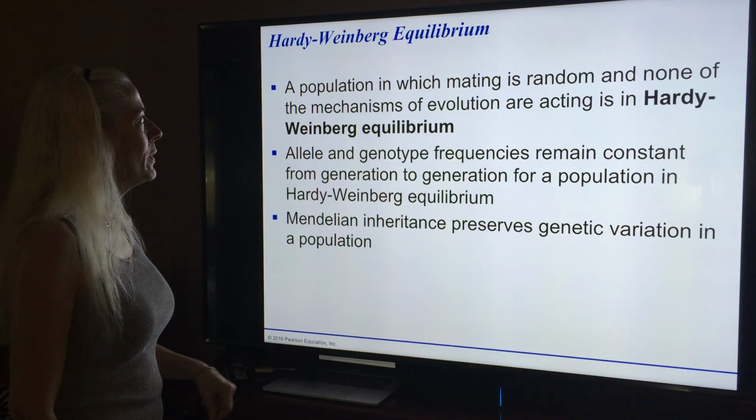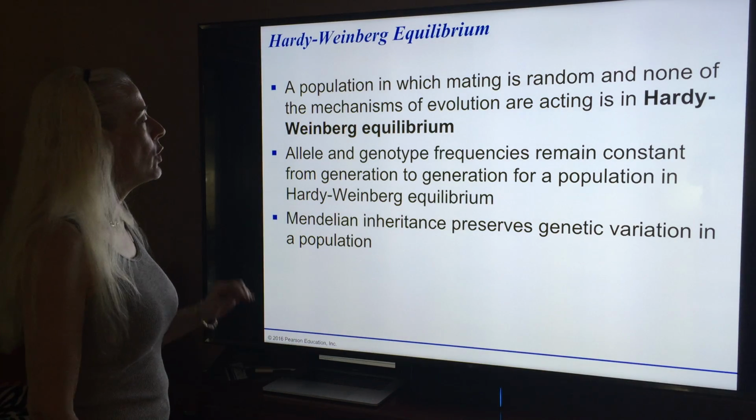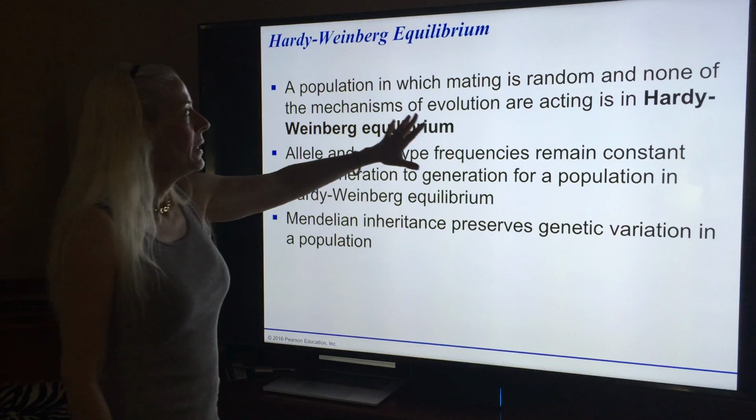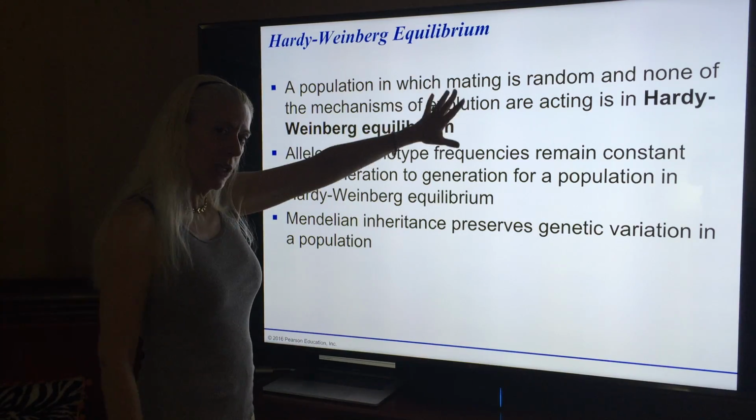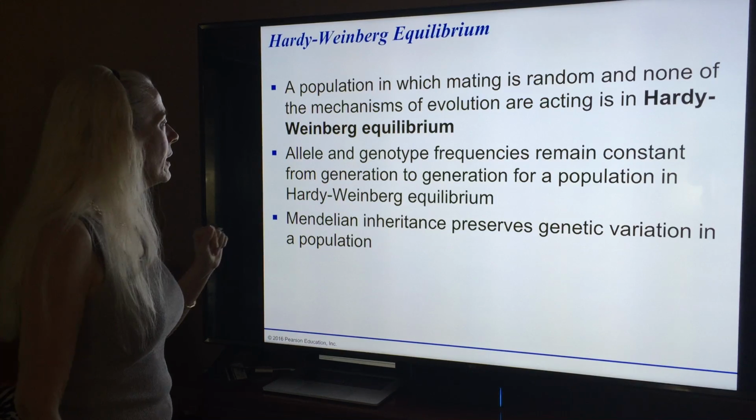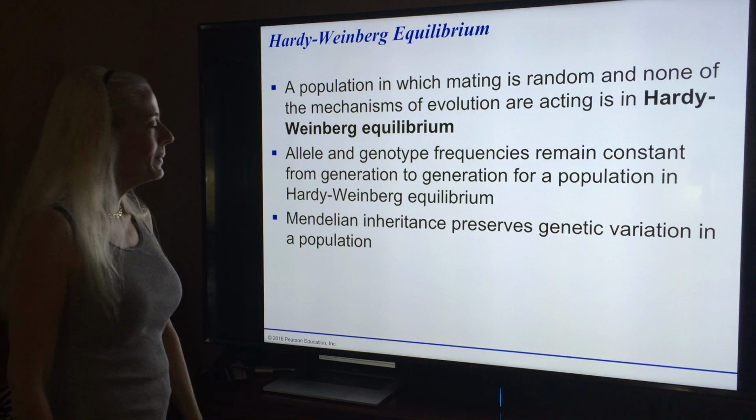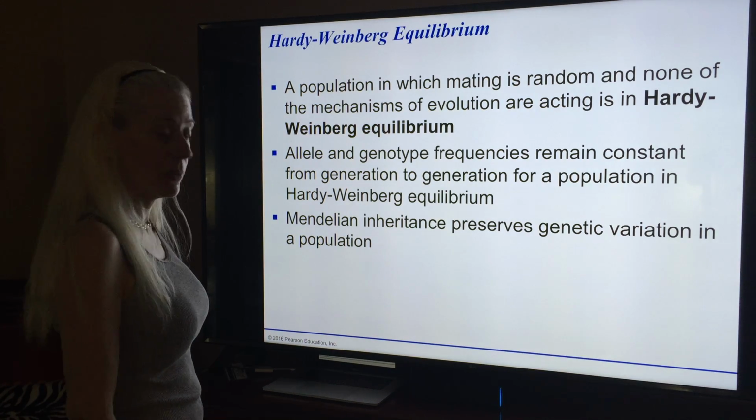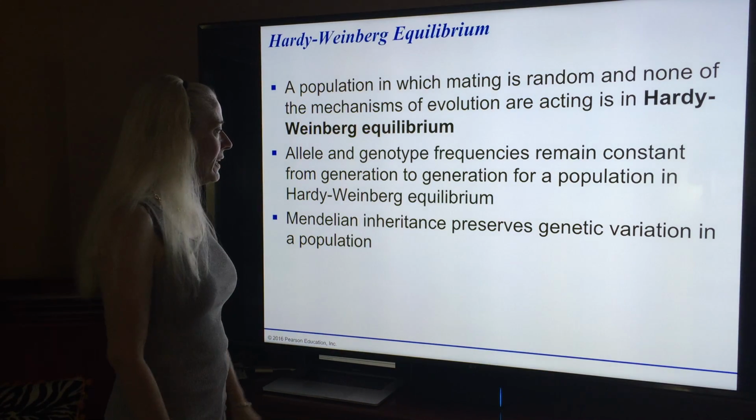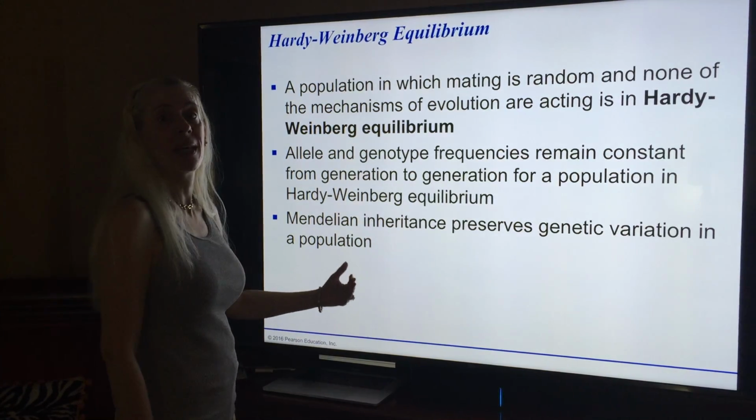A population where mating is random and none of the mechanisms of evolution are acting is in Hardy-Weinberg equilibrium. These are the ones we're going to have to know, and I think there's 7, if I remember off the top of my head. Allele and genotypic frequencies remain constant from generation to generation for a population in Hardy-Weinberg equilibrium. Mendelian inheritance preserves genetic variation in a population. Just throwing that in there.